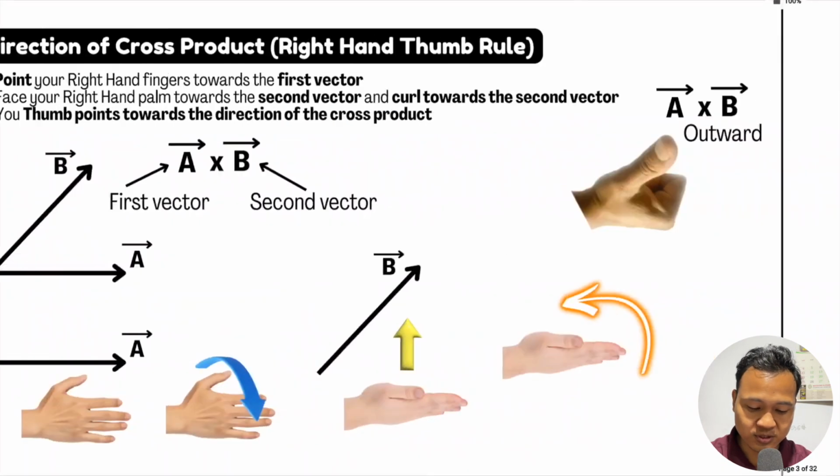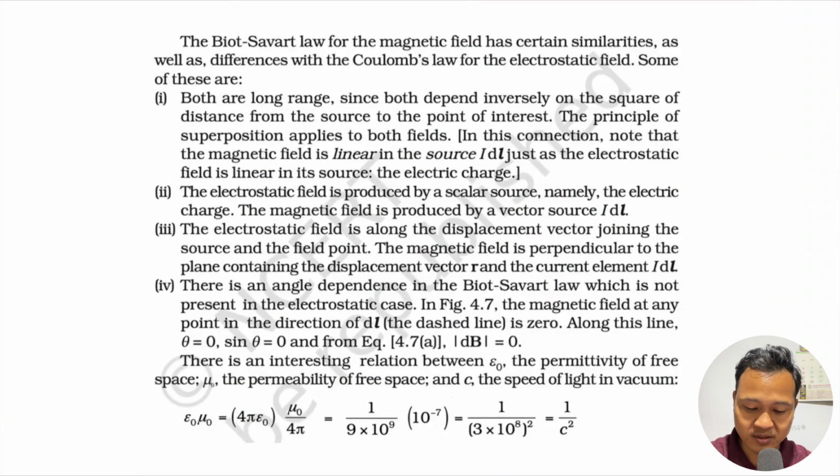Before moving on, let's look at the comparison from NCERT. If you read NCERT, there are four points given, so I'm not going to go into much detail. First point: both are long range, since both depend inversely on the square of distance. Comparing Coulomb's law to Biot-Savart law, in Coulomb's law F is equal to K Q1 Q2 divided by R square, which is only inversely related to R square.